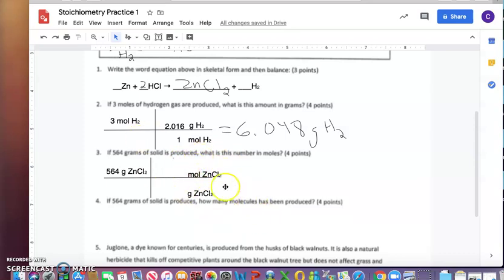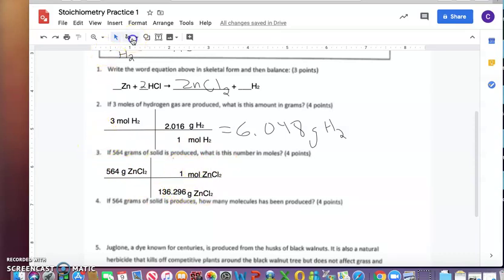Okay. Now, what do we need to know here? Well, we need to know how many grams is in 1 mole of zinc chloride. And how do we figure that out? We go to our periodic table and we find the molar mass of zinc chloride. So the molar mass of zinc chloride is going to be the molar mass of zinc plus the molar mass of chlorine 2, right? Cl2. So we can figure that out. Okay, we have 136.296 grams in 1 mole.